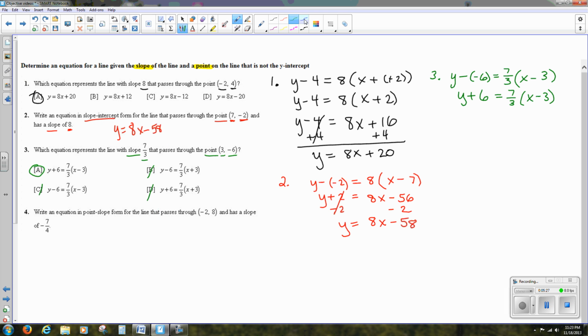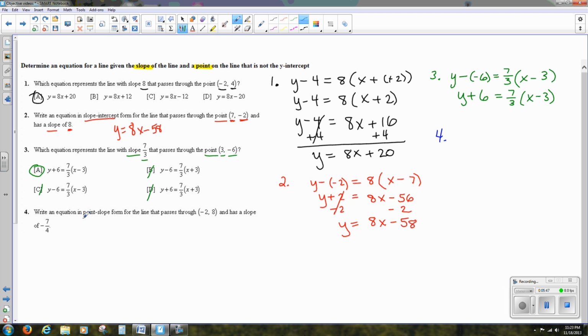And then the last one, number 4. So in that one, remember, we could have kept going. We could have distributed. We could have gotten rid of the denominators. We could have kept going around, doing all kinds of equivalent things. But we were really good in point-slope form, so we just stopped.